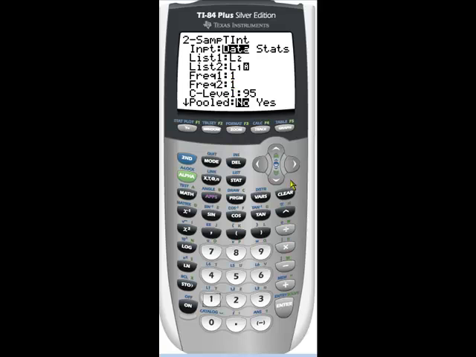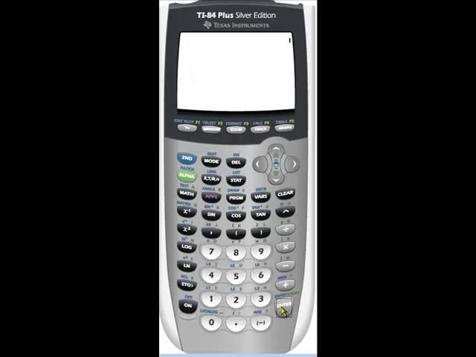Let's see, frequencies are fine. Those are both 1. And our confidence level, we want that to be 90% for this problem, so we'll change that to 90. Still say no to pooling. And I hit calculate.